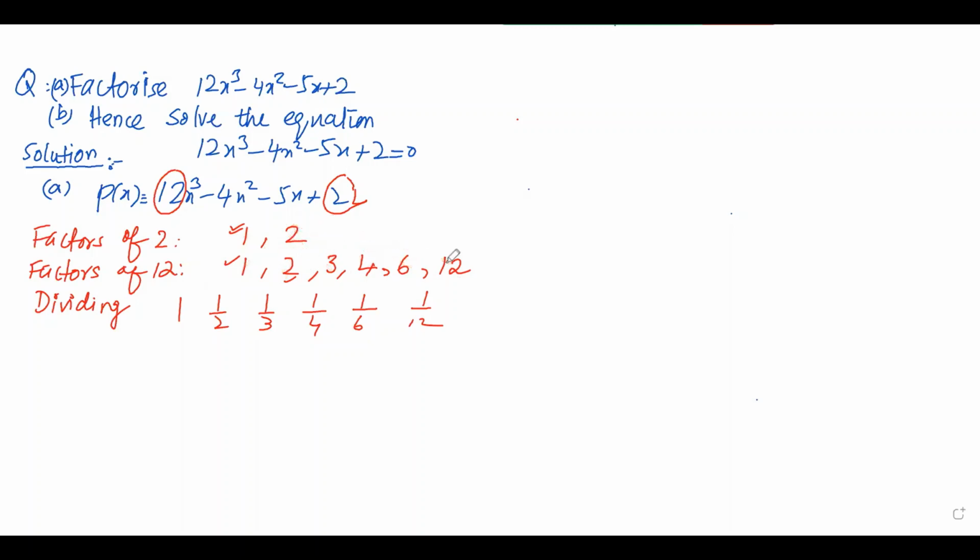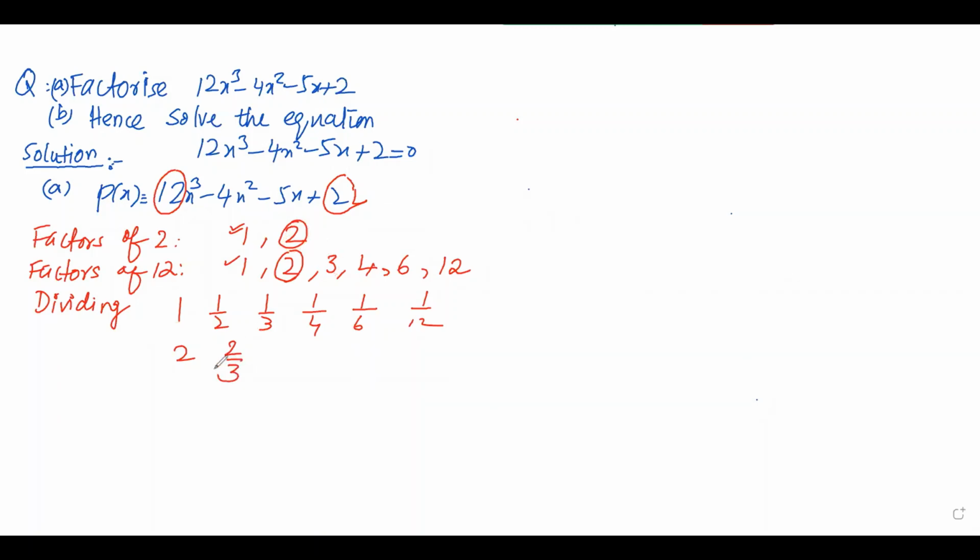So 2 over 1 is 2, then 2 over 2 is 1. 1 is already there in the list, so don't write it. 2 over 3 is not in the list, so write 2 over 3.